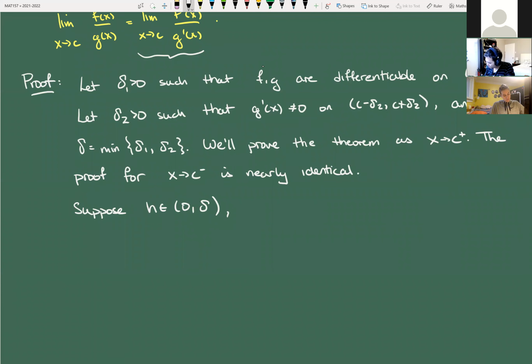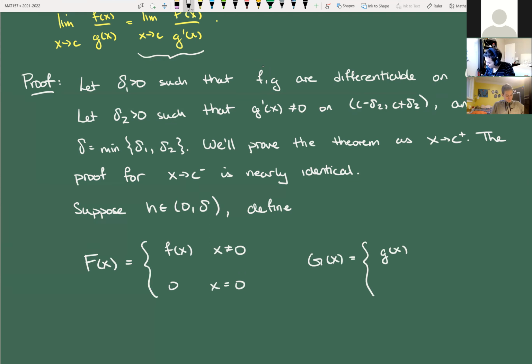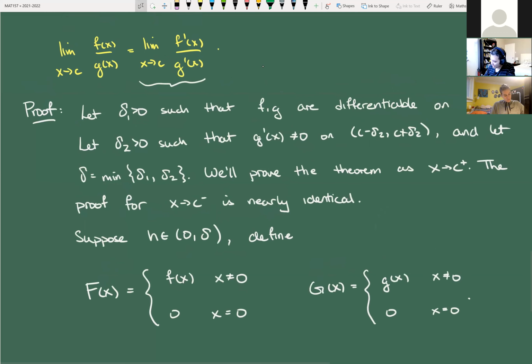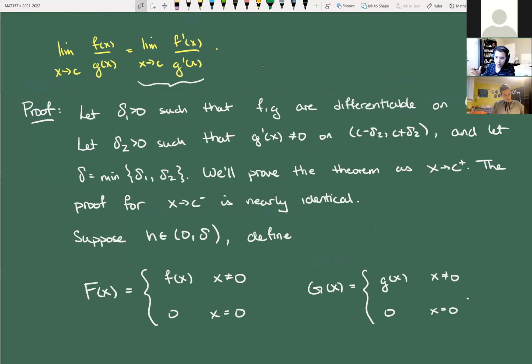And what I'm going to do is define, actually, I guess I could have defined these functions first. So define capital F to be, what do I want here? I want f of x if x is not 0. You might say, why am I doing this? I'll tell you in a second. Okay, so this is kind of silly. This part, technically you have to put it here, but it's not critical to the proof.